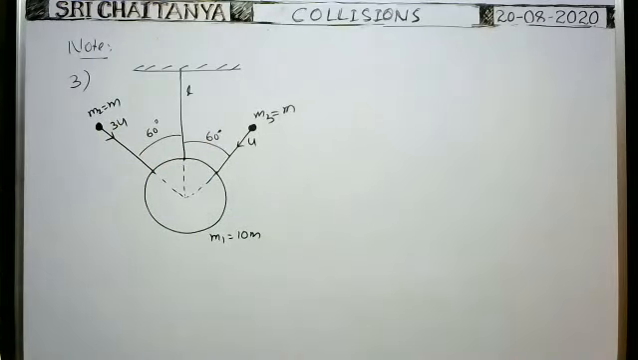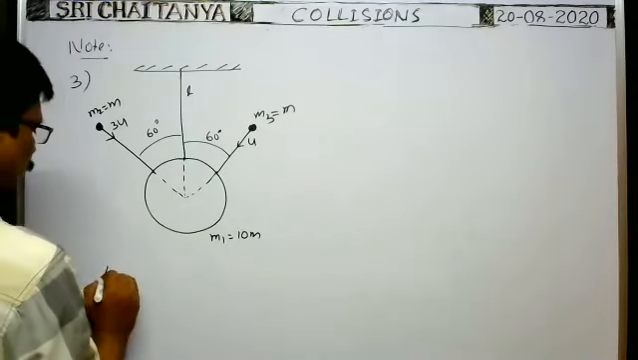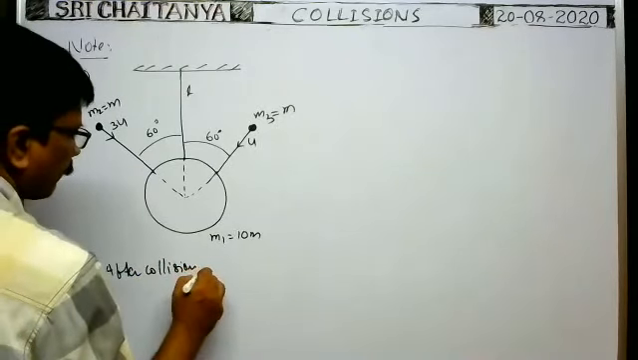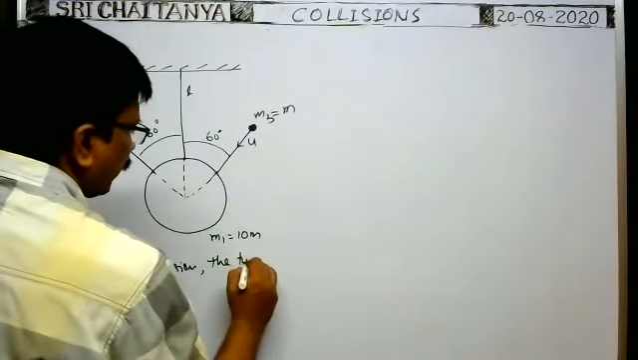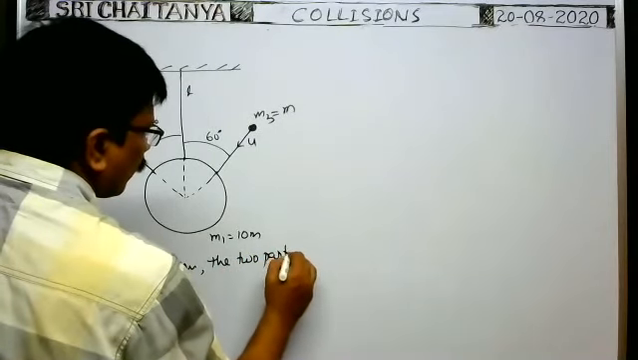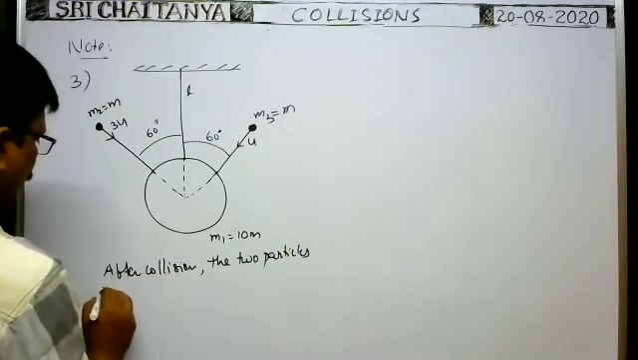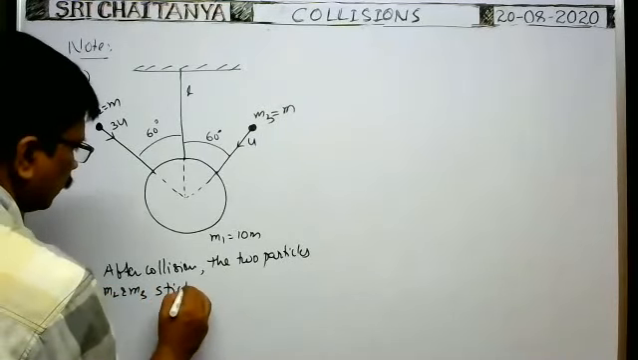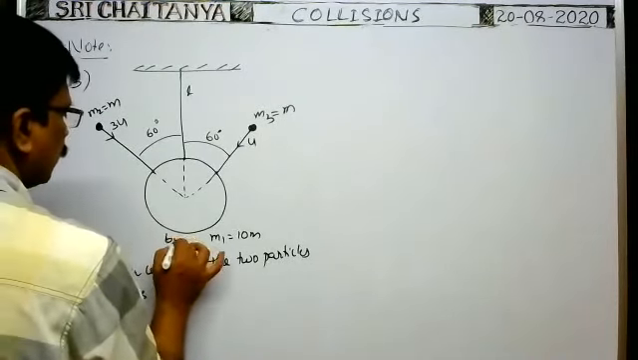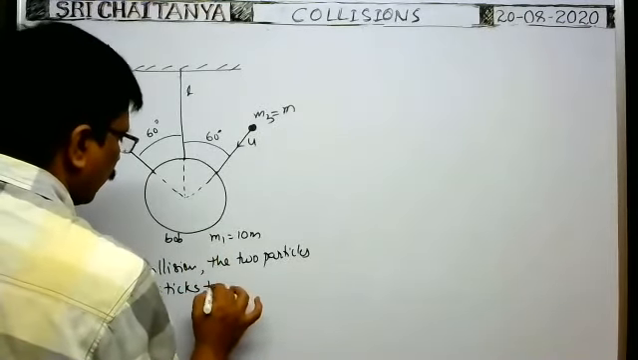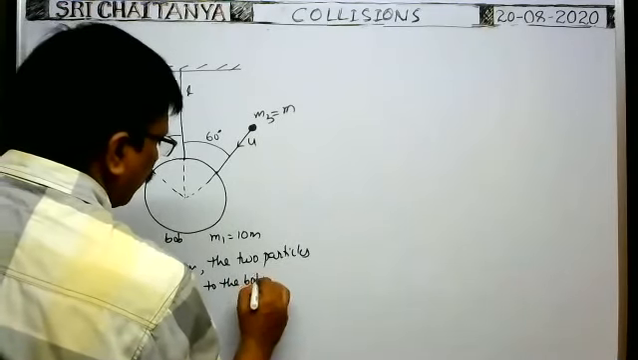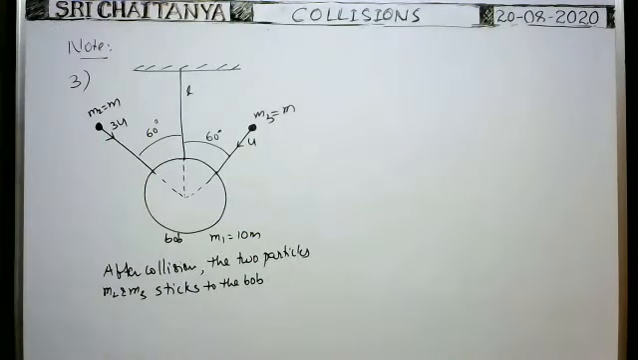Now after collision, the particles stick together. After collision, the two particles m2 and m3 stick to the bob, and all move together. They stick to the bob, that is given.